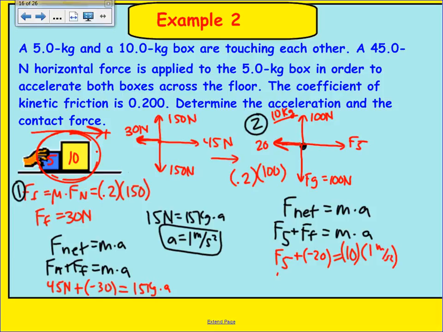And so if I clean that up a little bit, f sub 5 minus 20 equals 10 times 1, which is just 10. And if I solve for f sub 5 by adding 20 to both sides, I end up getting that f sub 5 is equal to 30 newtons. And isn't that interesting? The contact force is still the same even though there's friction, because the friction is only going to affect the acceleration, but the actual forces that those two blocks are touching on each other is still the same.